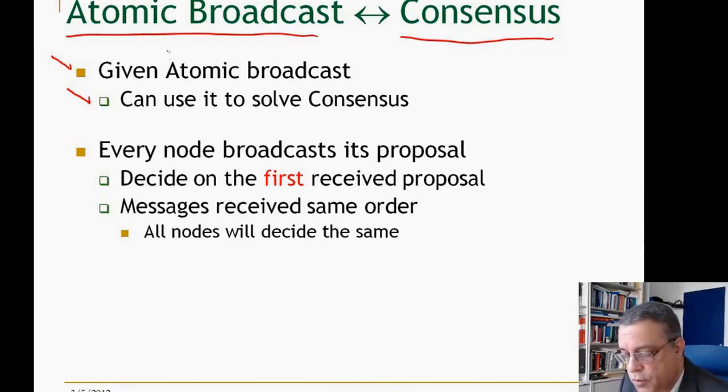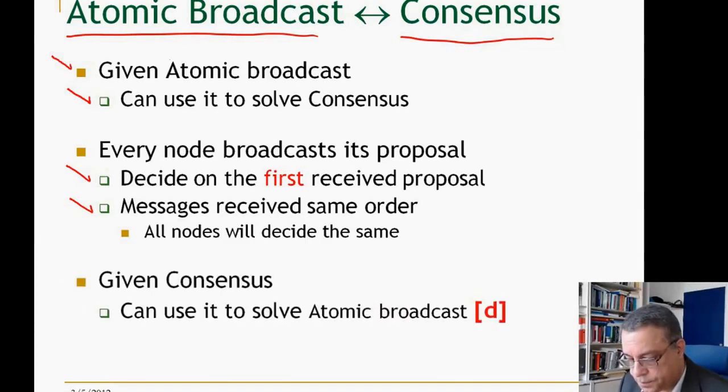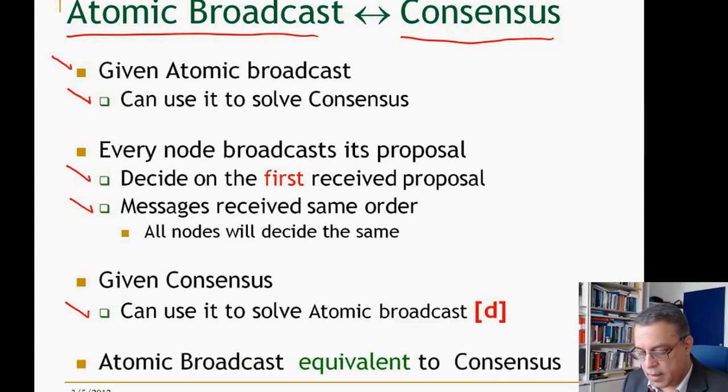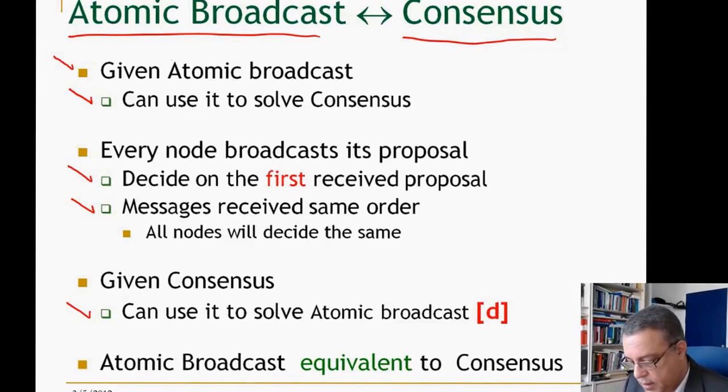So here is a solution. Every node broadcasts its proposal, and every node decides on the first received proposal. All messages are delivered in the same order, so they will actually decide on the same value, because it is the first message they decide on. Now I will let you think about how, given consensus, we can solve the problem of atomic broadcast. It's up to you to solve it. And it turns out that atomic broadcast is equivalent to consensus.